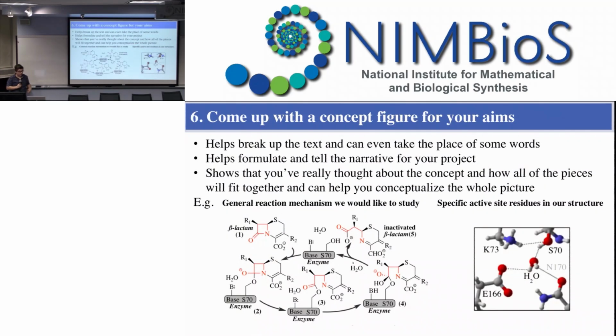And then one thing I like to do, if I'm writing some sort of proposal, is to push my thoughts into a figure. And that, like we said previously, is going to help you replace a lot of words. So we have this complicated mechanism. Trying to explain that in words would be a boring nightmare. But if we can say this is what we want to simulate, and this is the active site of the protein we want to simulate, now it's a much more digestible way to figure out what the heck I'm supposed to be doing. And it'll help you with your narrative, help you work out how you want to tell the story, and it shows that you really thought about the concept and how all these pieces are going to fit together.